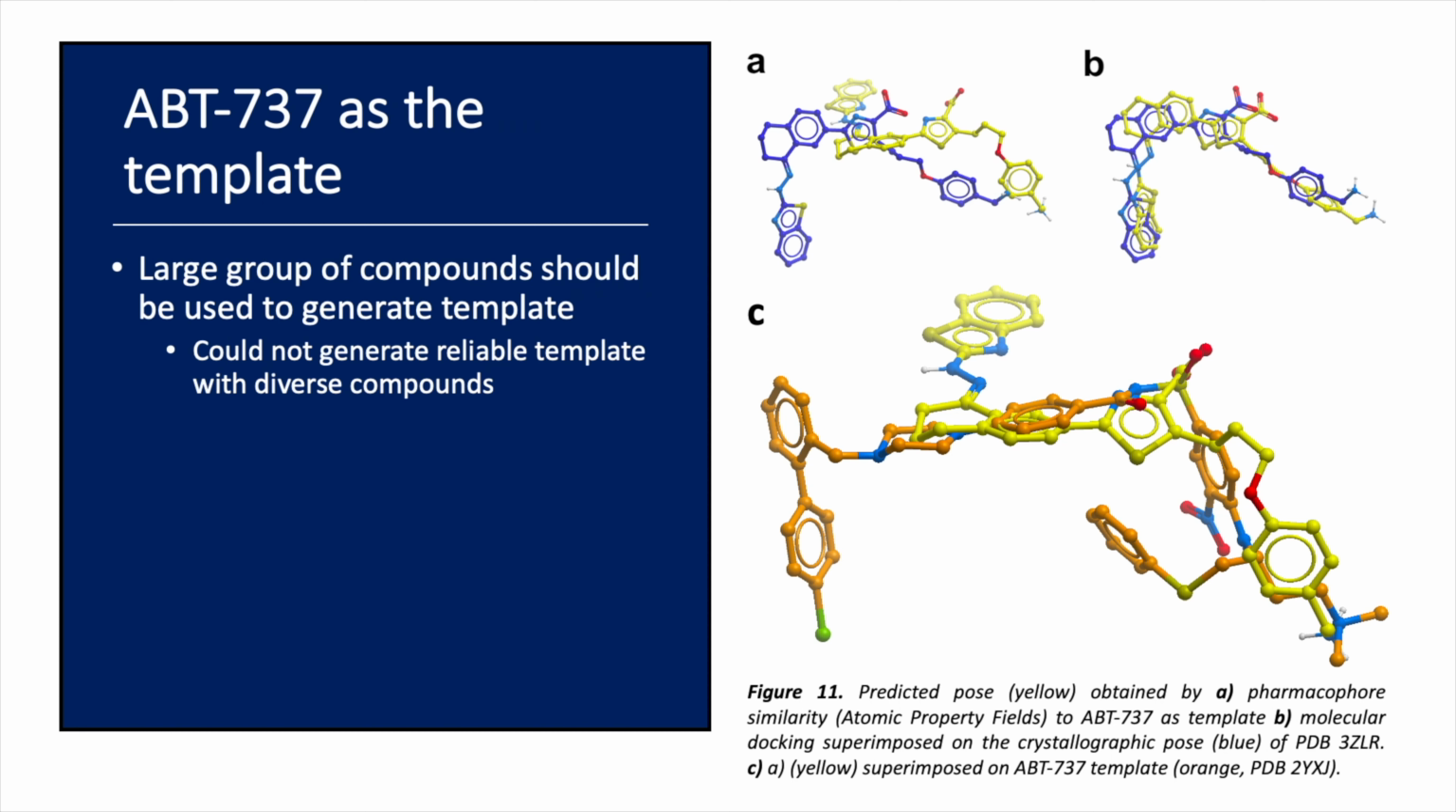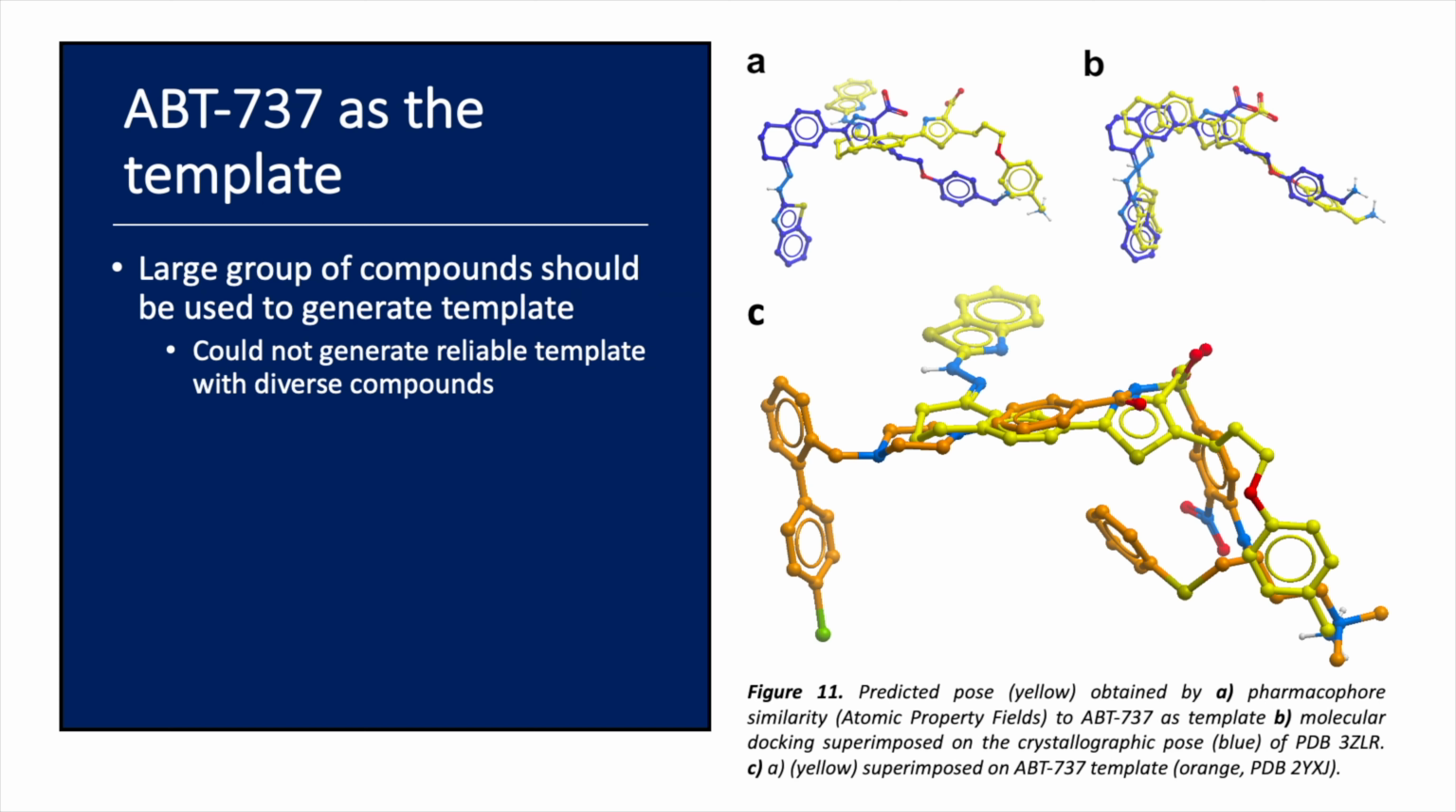Additionally, LB consistently performed poorly compared to SB or combined. This may be explained by the template utilized for LB, ABT737. During validation, LB was able to predict accurate poses for compounds that share the same scaffold, but performed very poorly for compounds with different scaffolds. An example is demonstrated in Figure 11a, which shows the LB predicted pose compared to the SB predicted pose of the same compound in Figure 11b.